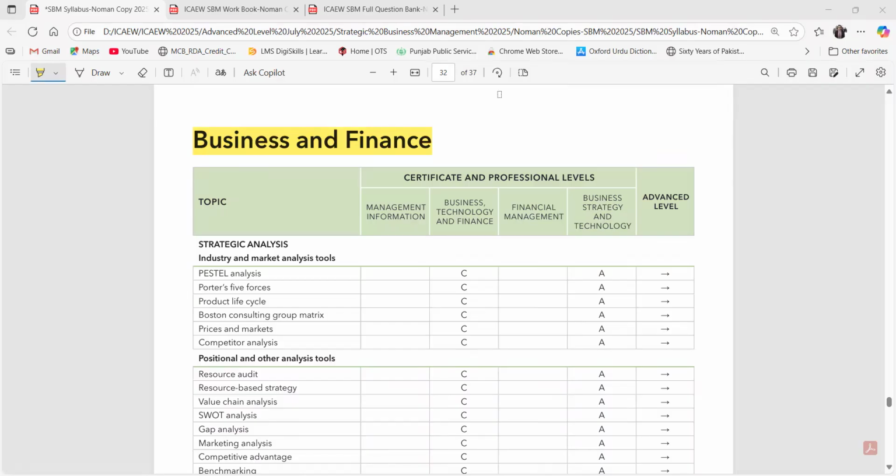If I talk about business and finance, these are two different sections, and these two sections are a major portion of our SBM exam.